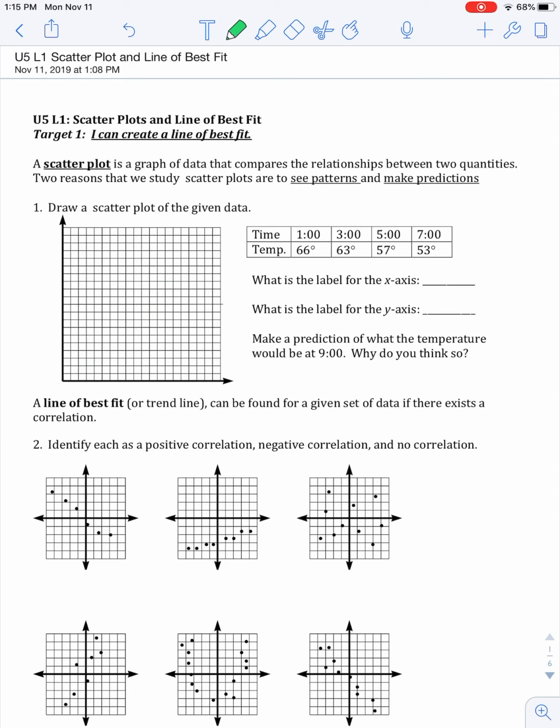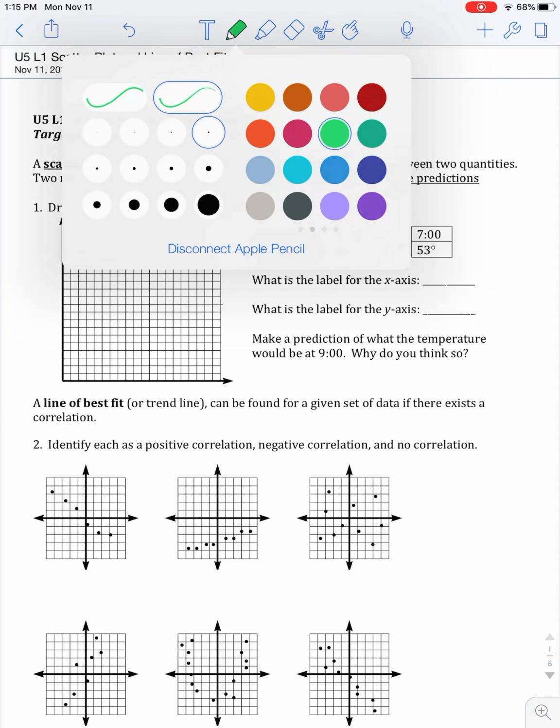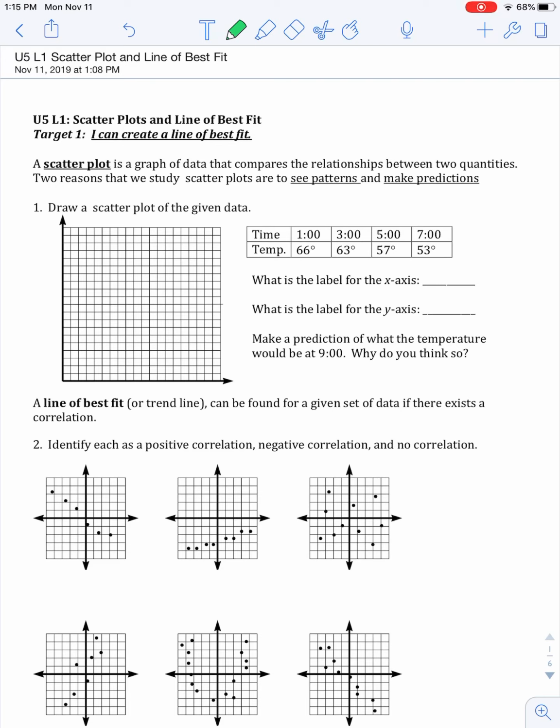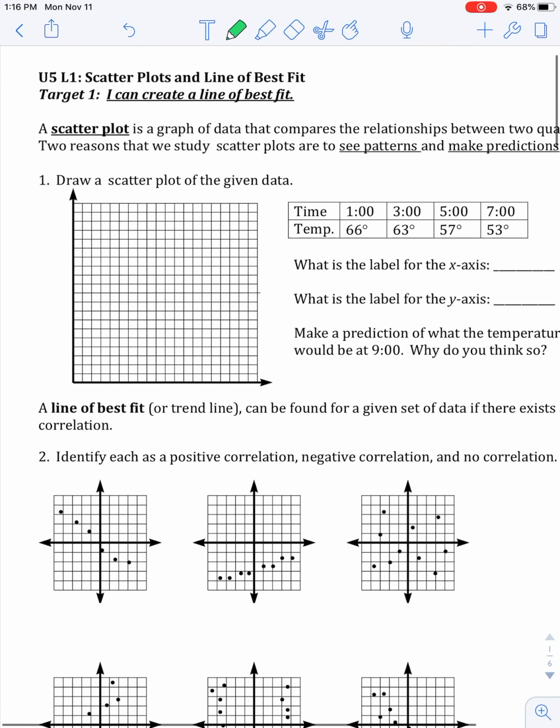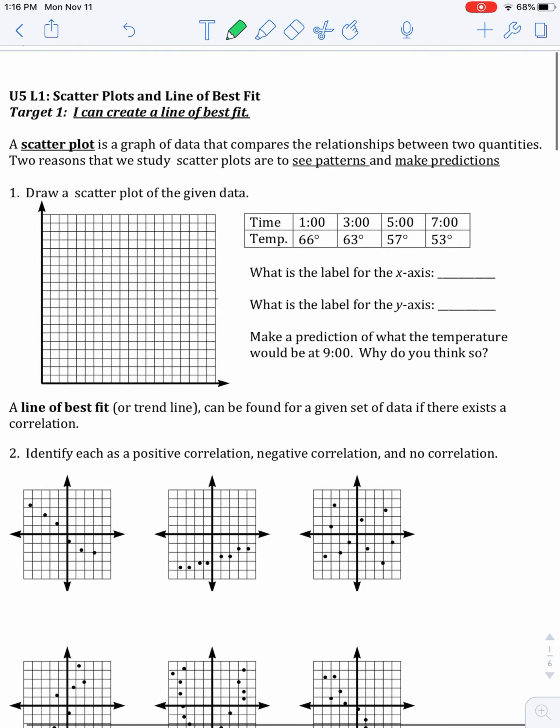Instead, we're dealing with some real-world data where you're noticing trends amongst the data. They move in a general pattern, but they're not fit to a rule where it's automatic and you know exactly what every ordered pair is going to be. Instead, we're going to look at trends and try to make a prediction line, which is what a line of best fit is. So I'm going to start off by getting this data onto this graph.